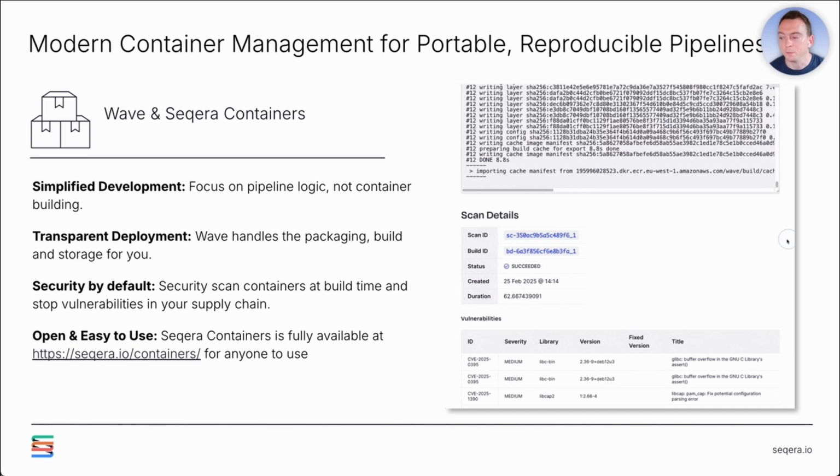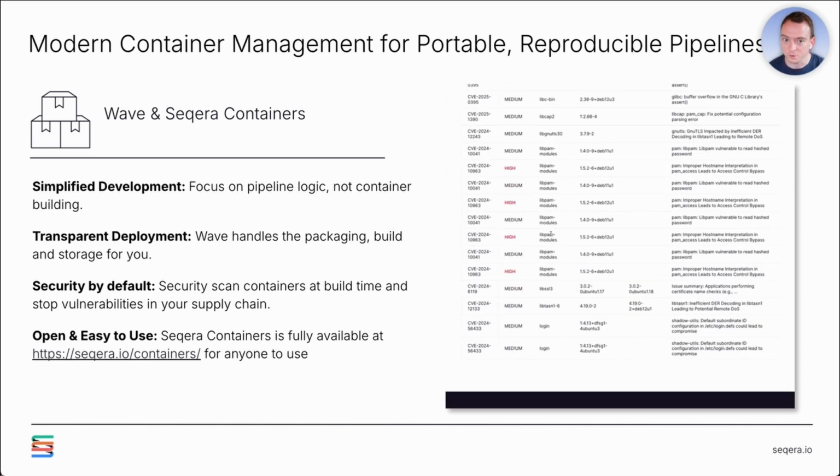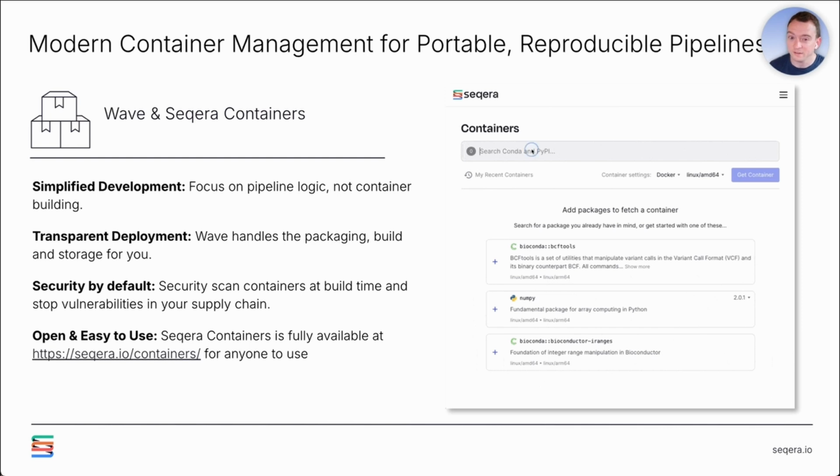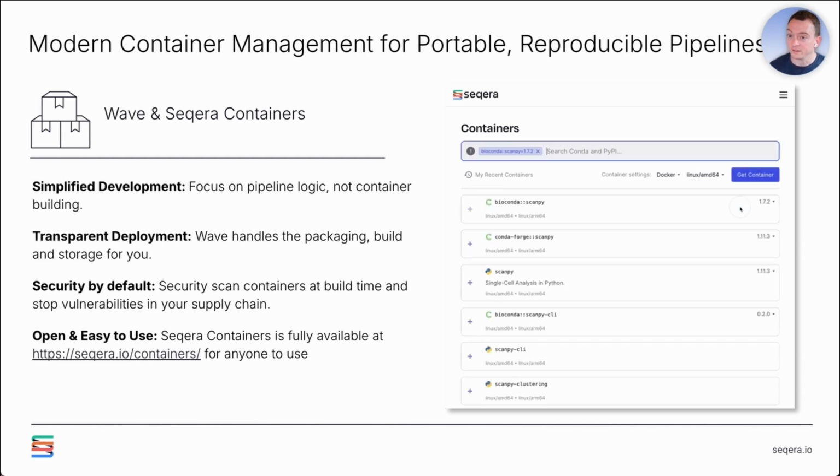And that's exactly why we built Wave, a container provisioning service that automatically builds and deploys containers based on the needs of your Nextflow pipeline. So you just specify that this process requires SAMtools, and Wave will go away and build you a container with SAMtools and use it in the pipeline.